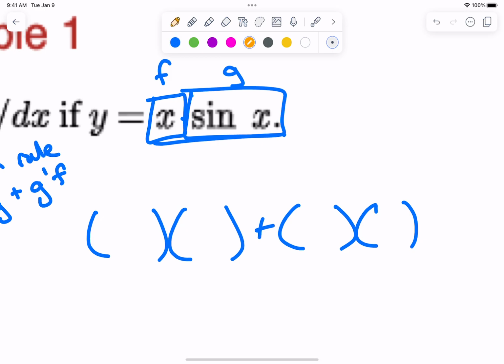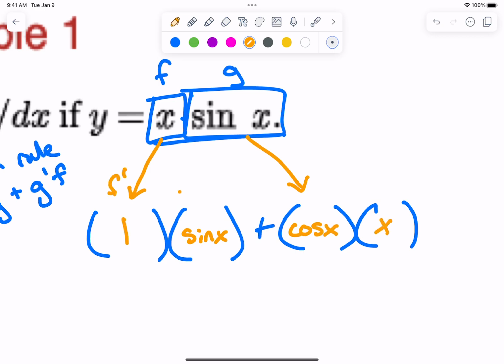Okay, so f is x. What's f prime? 1. And then g is sine of x. What's g prime, the derivative of sine x? Cosine x. And then we have f, which is just x. So f prime g plus g prime f, we write it like that.